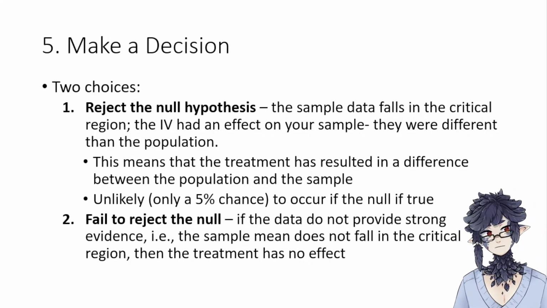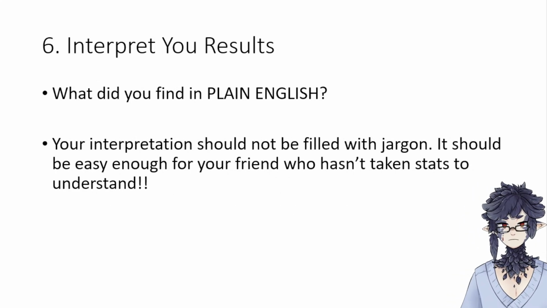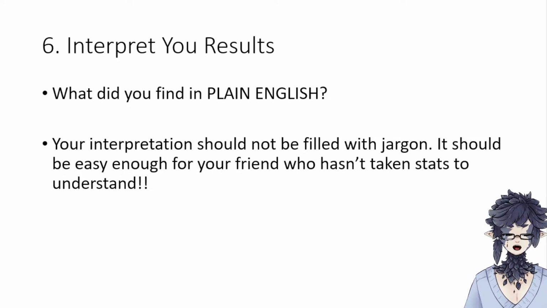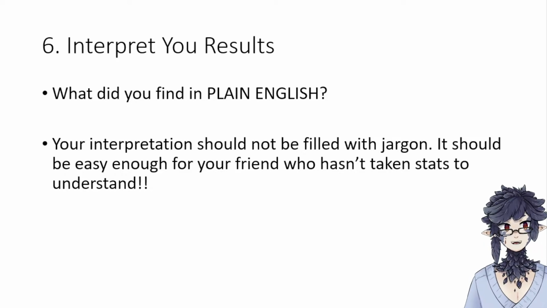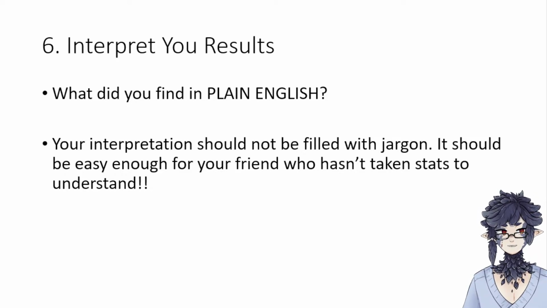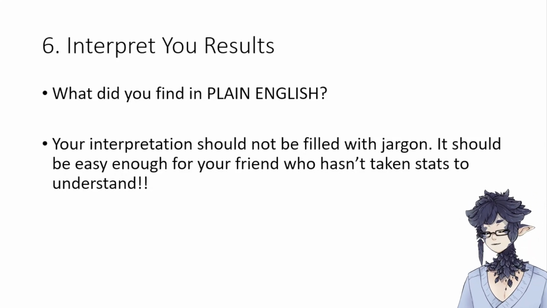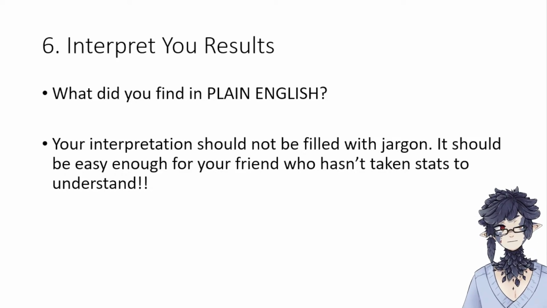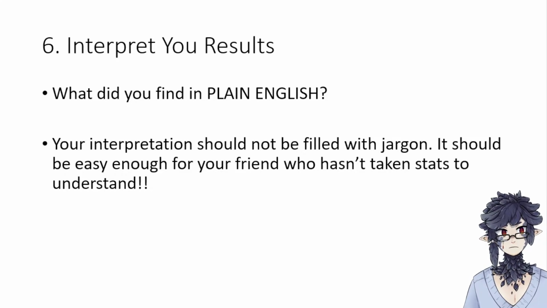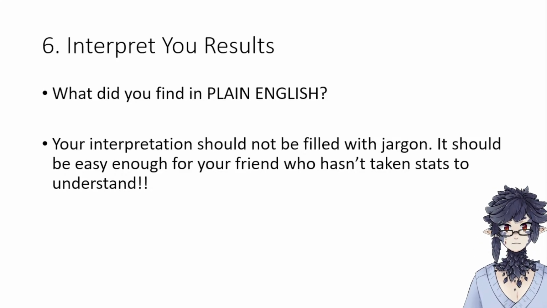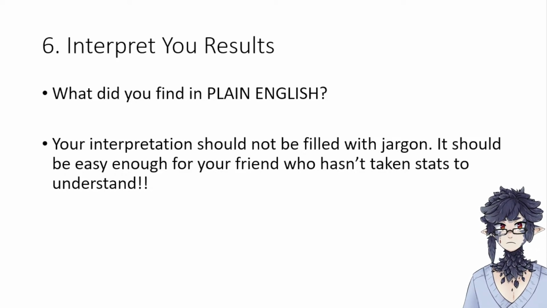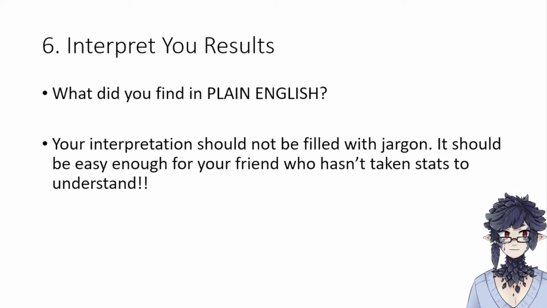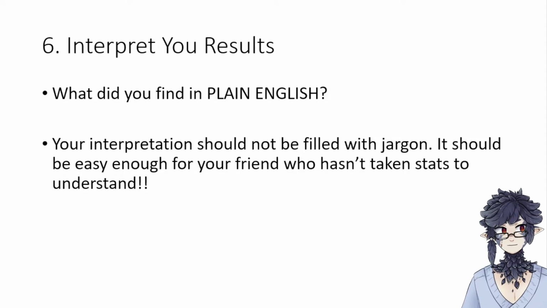So you've drawn your conclusion, something happened here or something didn't. Next, step 6, say what you found in plain English, or whatever language you're communicating in. Your interpretation shouldn't be full of jargon and fancy statistics words. You should make it easy enough for somebody who's never taken a stats class to understand, because most of the people who will be using the information you find probably have not taken a stats class, or haven't taken one in a long time and forgotten everything that they learned.